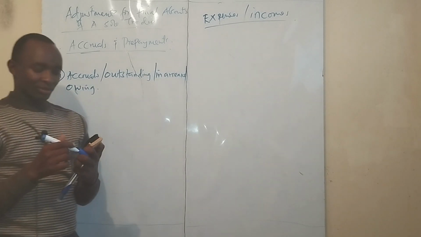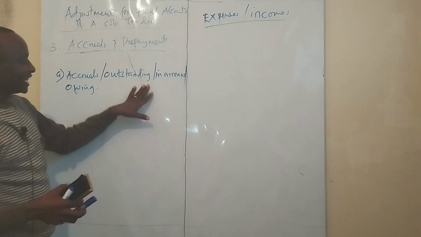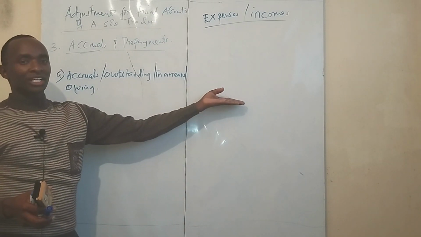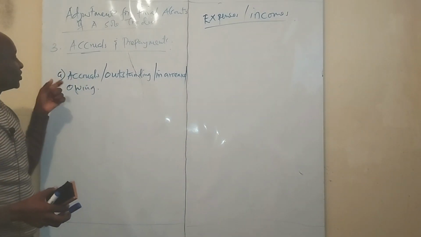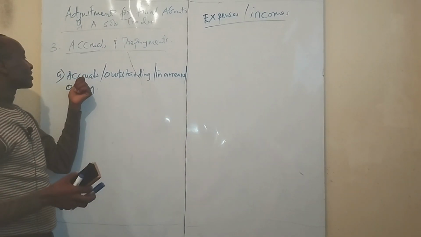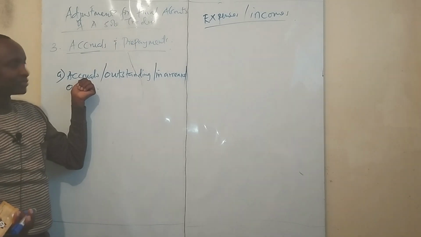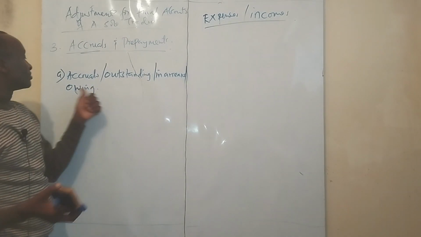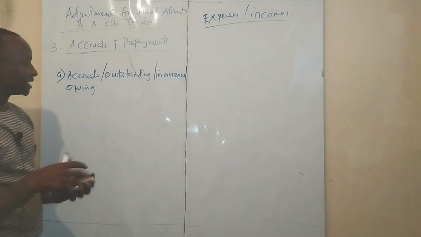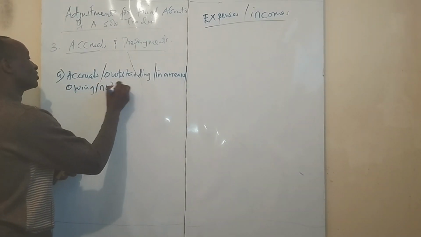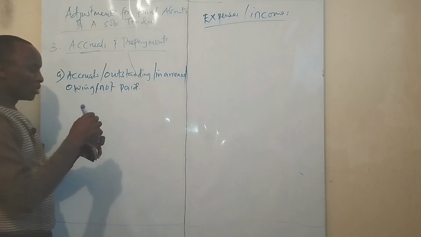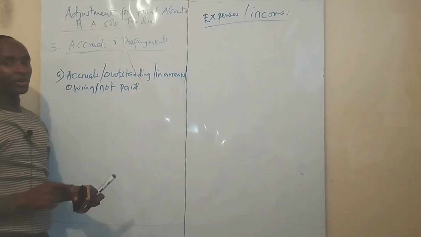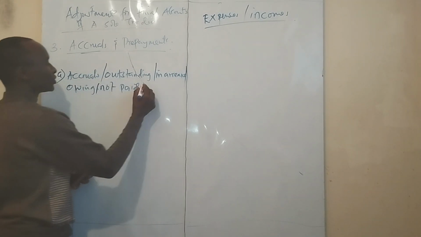So, my friends, when you are given additional information in an exam setting, and you are told that maybe the electricity bill accrued, or this amount of money outstanding, in arrears, owing, or not paid, all these terms mean one and the same thing as accrual or accrued.